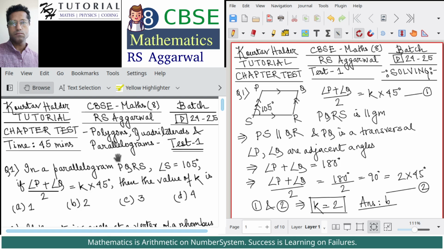Once chapter test number 2 is complete, I will start the next chapter. I don't know yet which chapter it is, but parallelly I will also keep on solving 5 good problems on these chapters. 5 good problems will be based on these 3 chapters, polygons, quadrilaterals and parallelograms, in the other playlist, that is Maths 8 Hot. So please stay tuned for these videos coming soon.